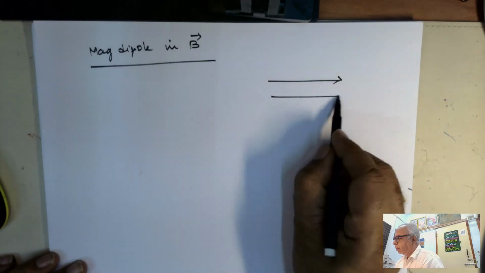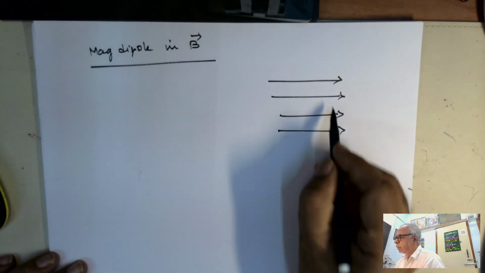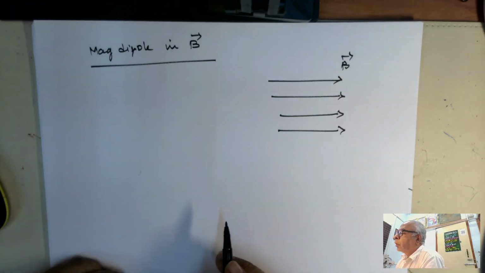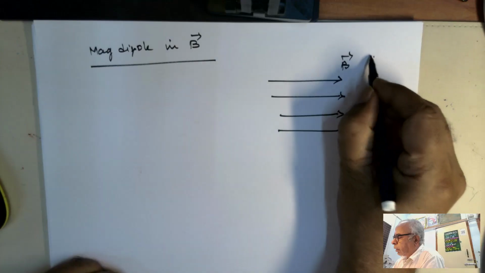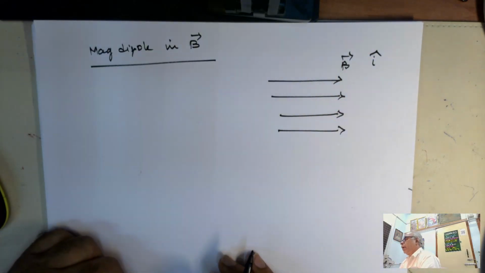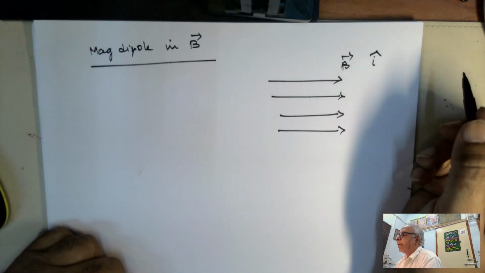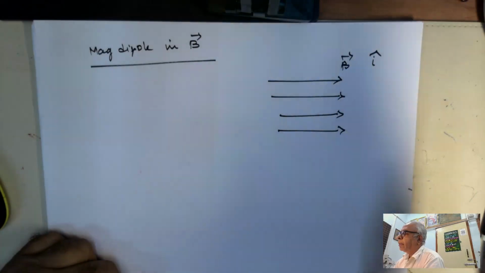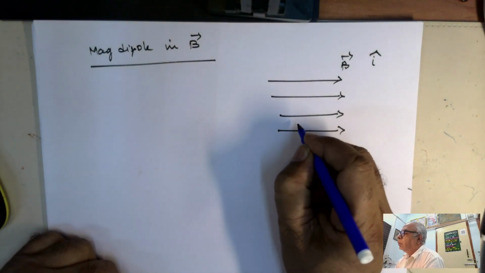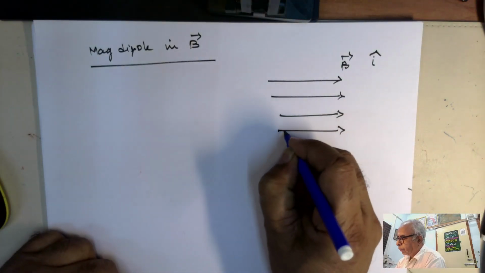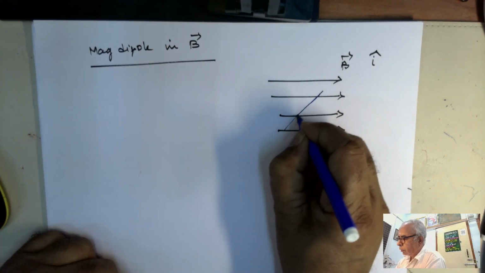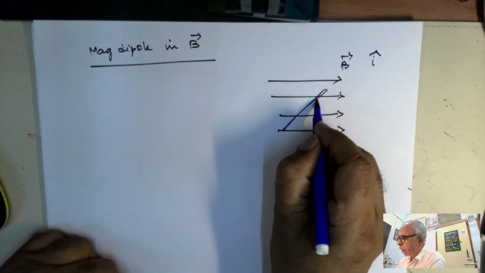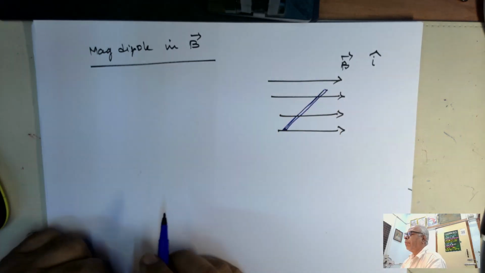Let us consider a uniform magnetic field like this. This is B, and its vector is I cap. Now we have kept the north pole and south pole like this. That is a magnetic dipole in a uniform magnetic field.